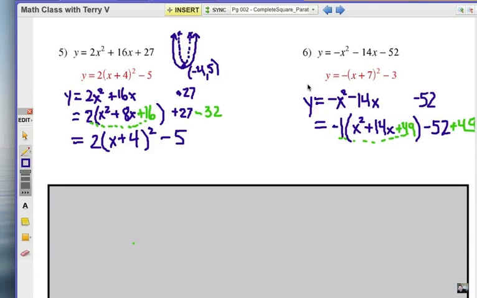You can see the final answer matches what I have in red. I factor the trinomial, x plus 7, and I have a -1 factor on the outside. So that means it's an upside down parabola. The vertex is going to be at (-7, -3), or sorry, +3. (-7, 3). And that's what that parabola looks like.